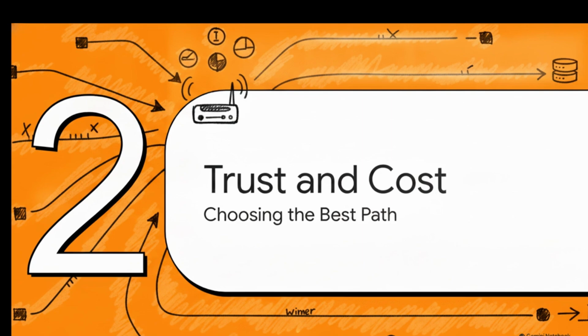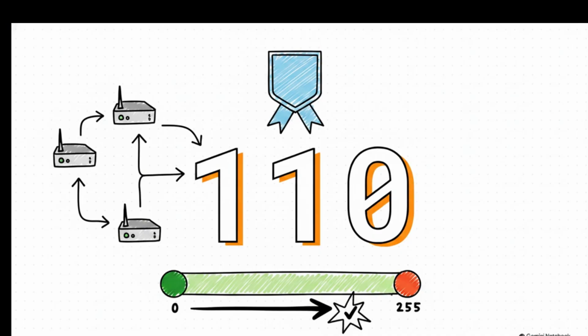Moving on to how this brain actually makes decisions. Let's talk about trust and cost. When multiple routes pop up, how does a router actually pick the winner? Well, it all starts with the number 110. That's OSPF's administrative distance, or AD. In the networking world, AD is basically a trust score from 0 to 255, and the golden rule? Lower is always better. So 110 is OSPF's default badge of honor.